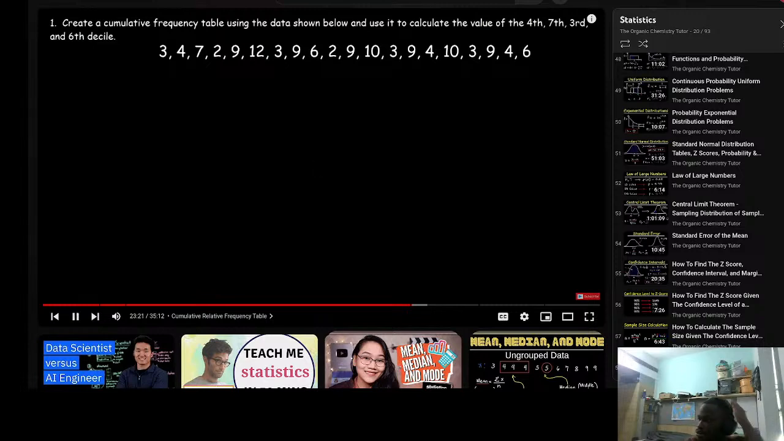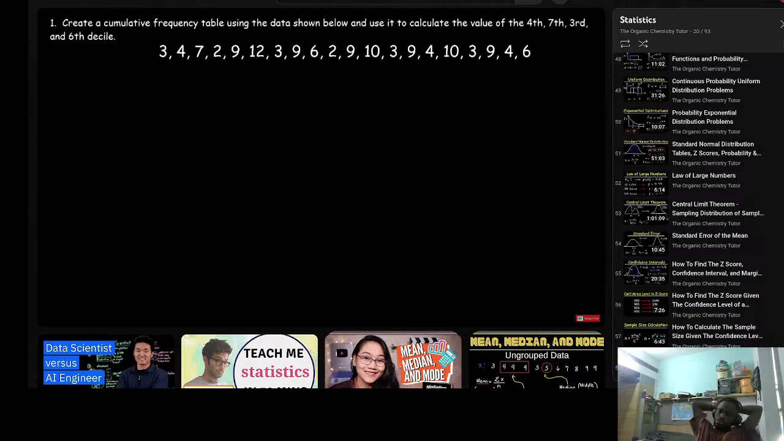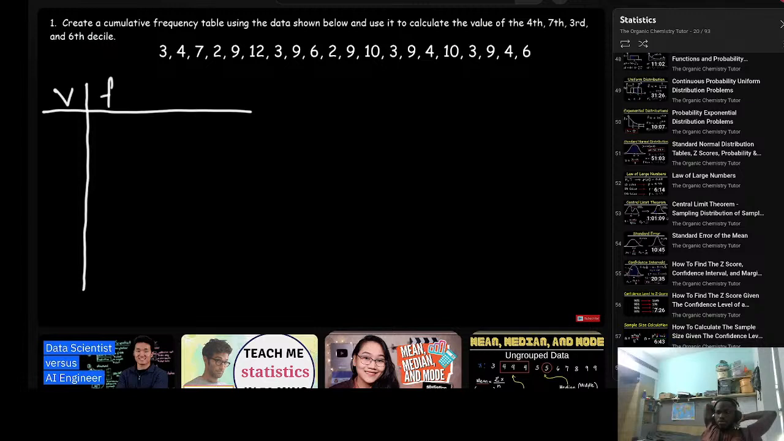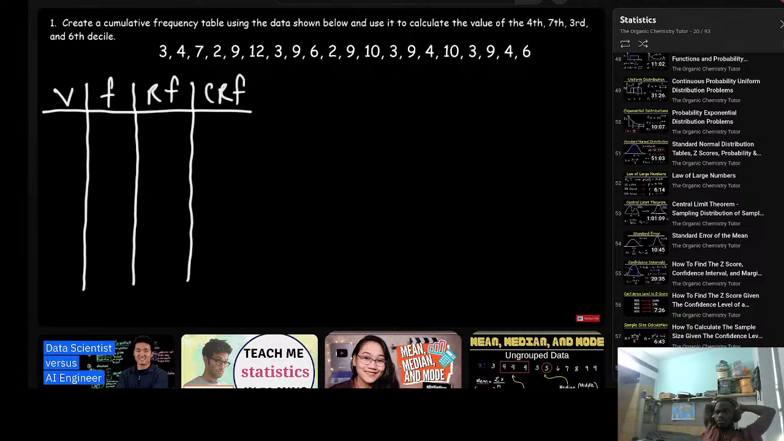And that is the ability to make a cumulative relative frequency table and then to use it in order to calculate percentile values. So let's work on this example. Let's create a cumulative relative frequency table, and then let's calculate the 4th, the 7th, the 3rd, and the 6th decile in that order. So to make a cumulative relative frequency table, we need 4 columns. The first one will contain the value, the second will be the frequency, the third will be the relative frequency, and the 4th column will contain the cumulative relative frequency values.